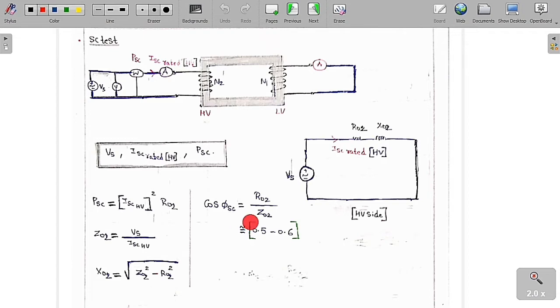The short circuit test power factor is nearly equal to R02 by Z02. So it is nearly equal to 0.5 to 0.6. It is somewhat higher when compared to the previous case. So you can say the short circuit power factor is higher when compared to the previous OC test, nearly from 0.5 to 0.6.